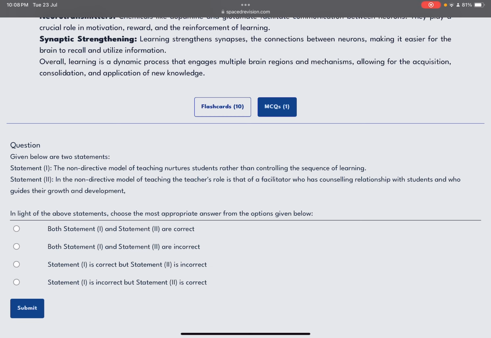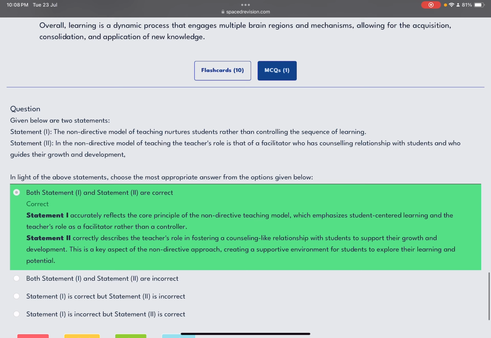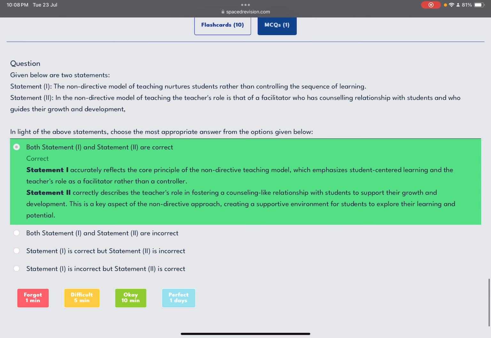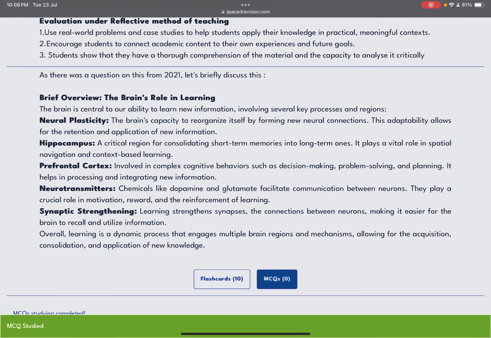So in reflective and understanding level of teaching, does the teacher nurture student rather than controlling the sequence of learning? Yes. Again, in the non-directive model of teaching, the teacher's role is that of a facilitator who has counseling relationship with students and who guides their growth and development. Correct. So both statements are correct. Submit. Perfect. It also explains. So we were perfect. Let's do finished. We've completed all our MCQs. Yay.